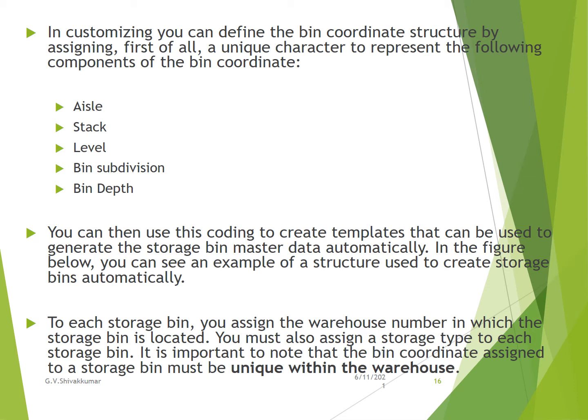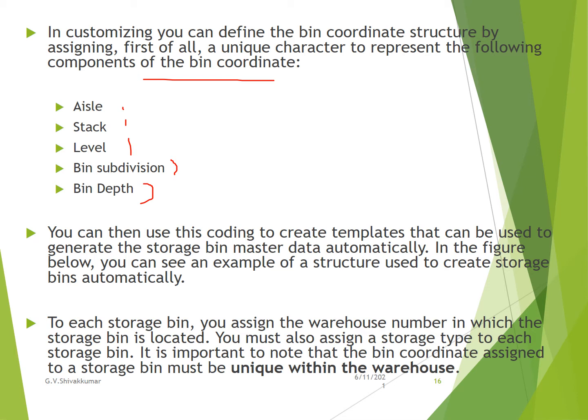In normal EWM customization, you can define the bin coordinate structure by first assigning a unique character to represent the following components in the bin coordinate: aisles, stacks, level and bin, and further bin subdivision and bin depth, meaning how deep it is to place the material. You can use this coding to create a template that can be used to generate the storage bin master data automatically. It is already shown, so we have multiple example structures used to create a storage bin automatically.